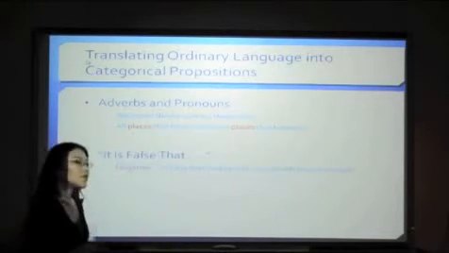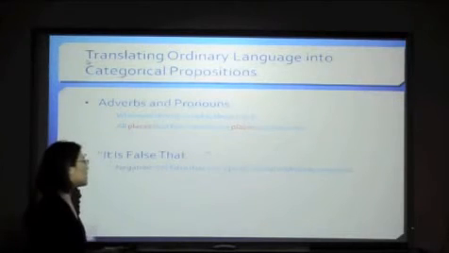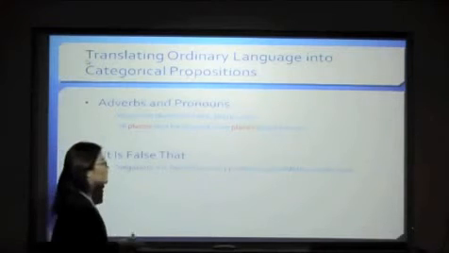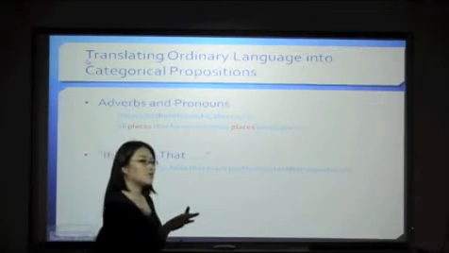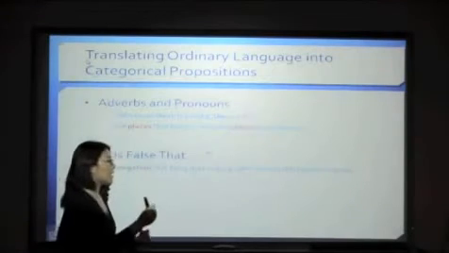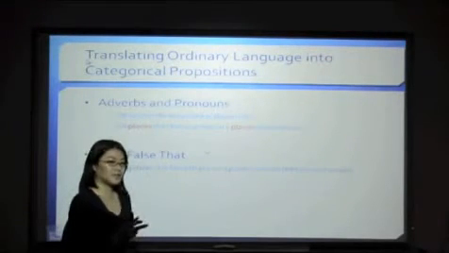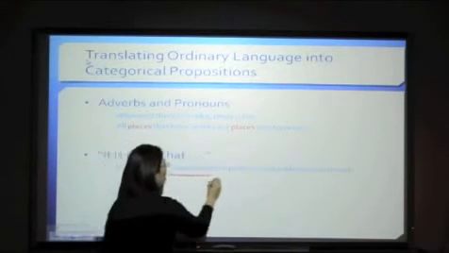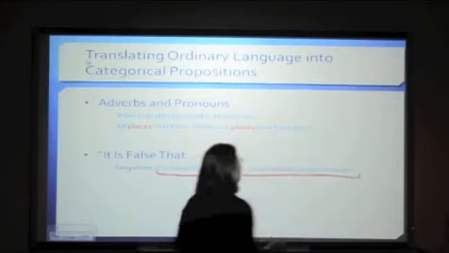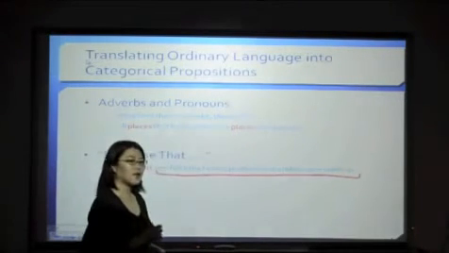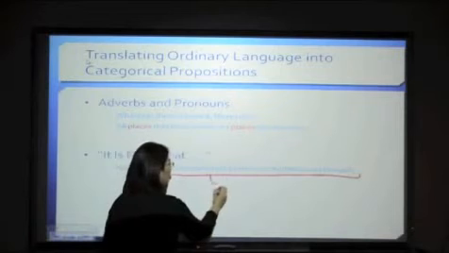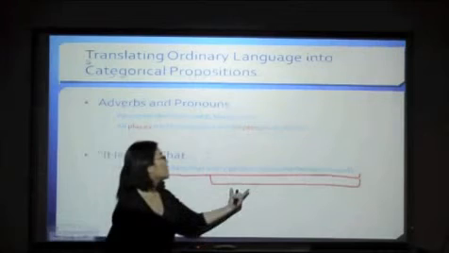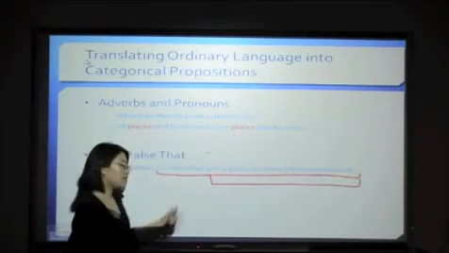Now, we can also have issues where you have statements which start with the phrase, it is false that. So here we have a statement, it is false that every professional athlete uses steroids. Now, this statement is actually a statement within a statement in essence, okay? So you have the statement, it is false that every professional athlete uses steroids. And this is actually suggesting that the statement, every professional athlete uses steroids, is false. So we have here a statement within a statement, okay?